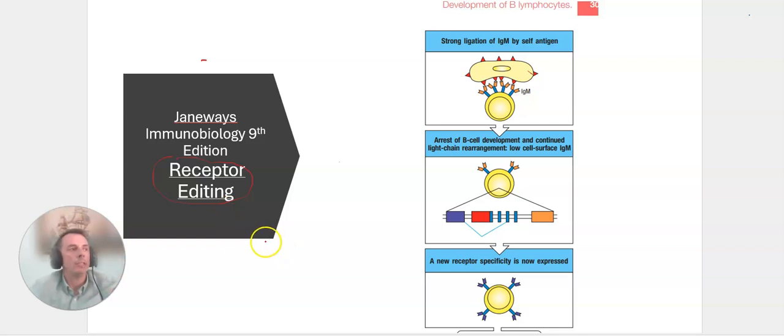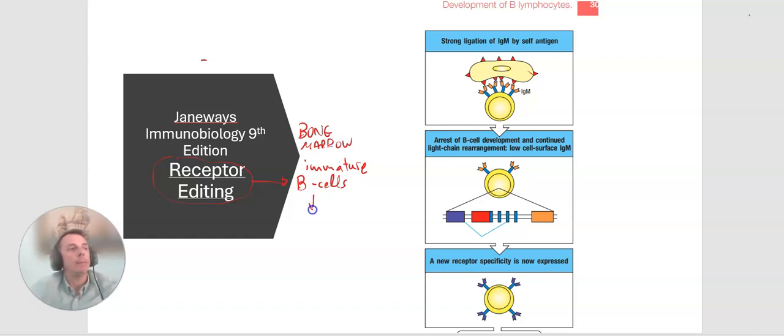In this video, we explain receptor editing. Which cells does it concern? It concerns B cells, in particular the immature B cells. Where are these cells found? They are found initially in the bone marrow. So we are in the bone marrow.